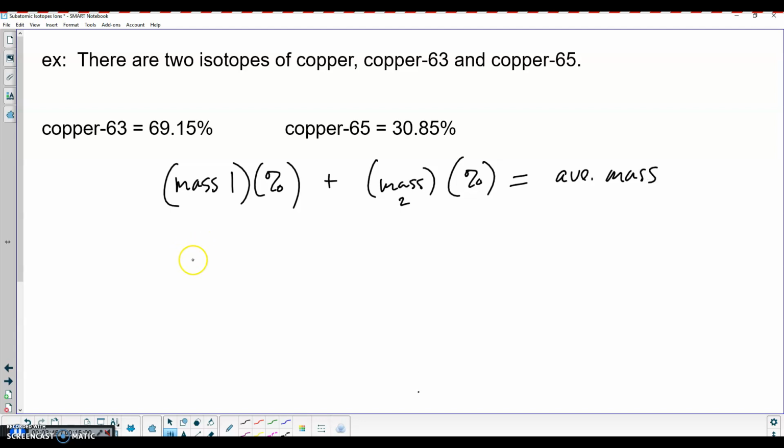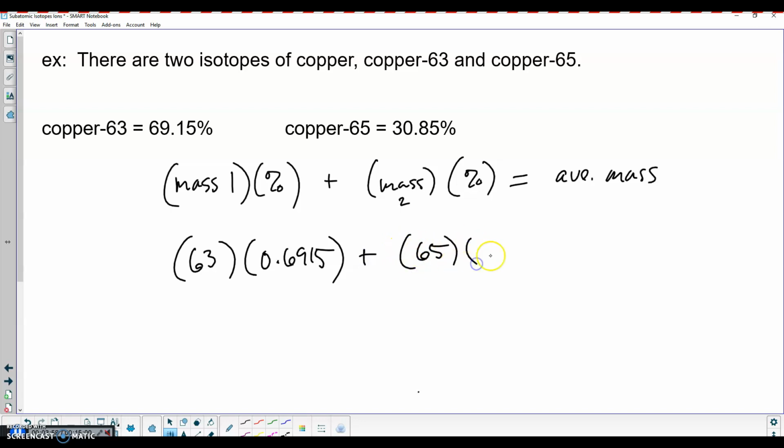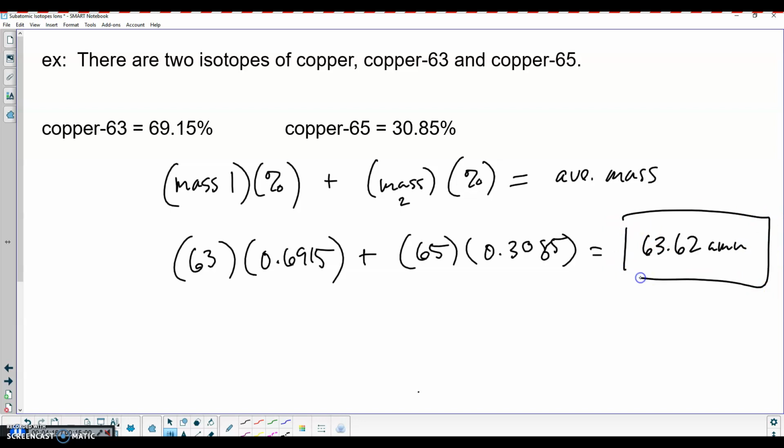So what I'm going to do is take the first one, we have 63, and its abundance, 0.6915. Remember, it has to be decimals, not percentages. The next one, the mass is 65 times its percent, which is 0.3085. Multiply, and then sum them. When you do so, you're going to find the average, 63.62, and we're going to label this AMU, atomic mass units.